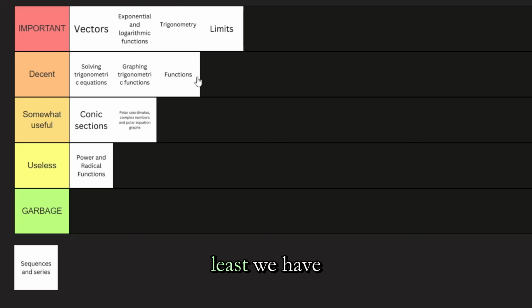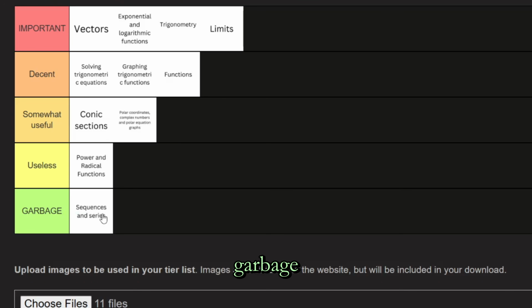Last but not least, we have sequences and series. And I know there's a lot of you guys out there that love geometry and the logistics of mathematics, but I'm going to put this in garbage. Honestly, I hate sequences and series. I don't know how much I need to stress how much I dislike sequences and series. They're so confusing, especially telescopic. I think that's what they're called. Telescopic sequences or series or whatever.